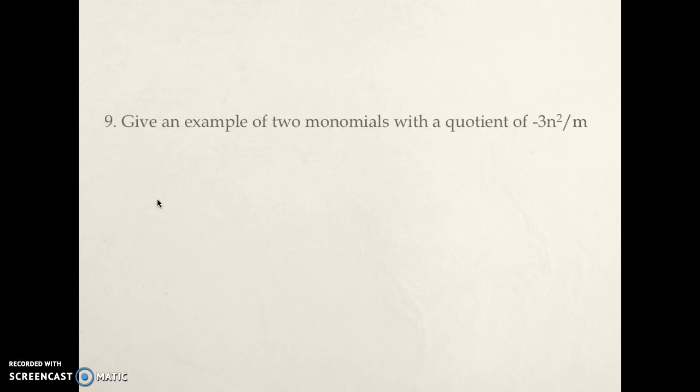Now, they want us to give an example of two monomials with a quotient of -3n squared over m. So I'm going to look for something that I know that I can divide by each other to get -3. That's what I'm going to look for first. So I know that -36 when divided by 12 will get me -3. Now I'm looking for n squared. So my n on top has to be 2 greater than my n on bottom, okay, because it's positive.